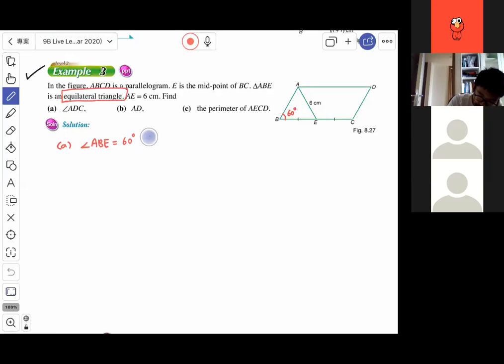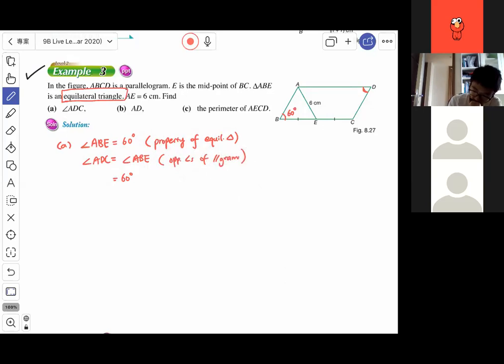And what is the reason for that? Property of equilateral triangle. Thank you for a great answer. Property of equilateral triangle. Okay, and then I can claim the opposite angles, which is angle ADC, directly. Angle ADC equals to angle ABE. This is opposite angles of parallelogram.